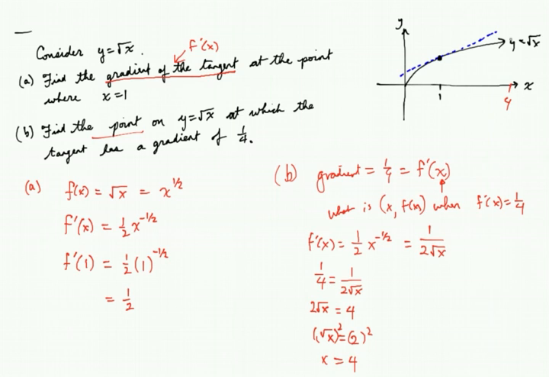And I need to find the point here that corresponds to that, and that I find by just plugging it into y equals root x. So at x equals 4, y equals root 4, which is just 2. So the point is actually going to be (4, 2). The point is (4, 2).